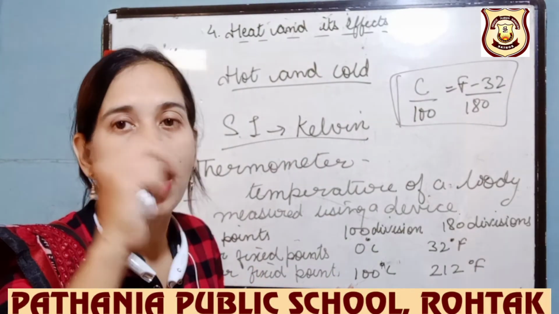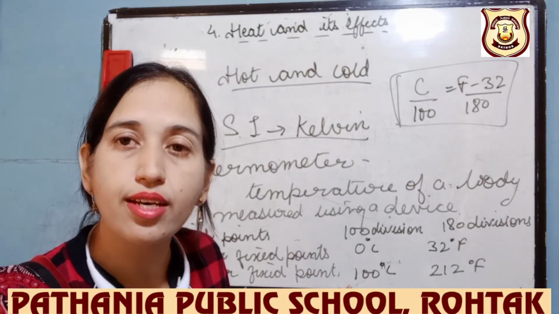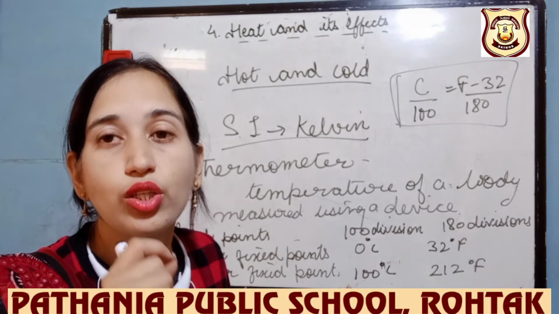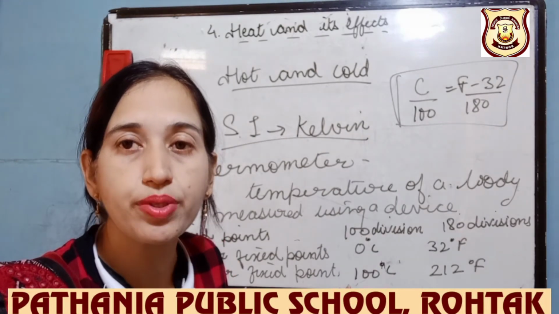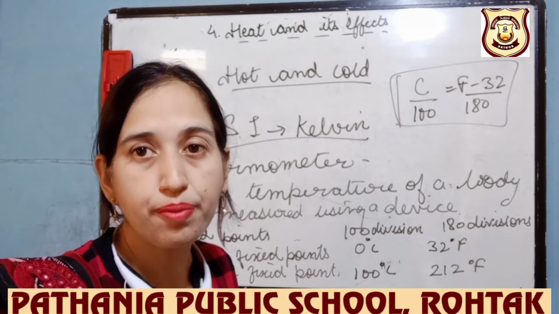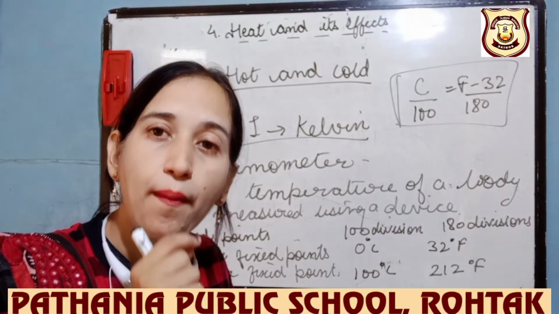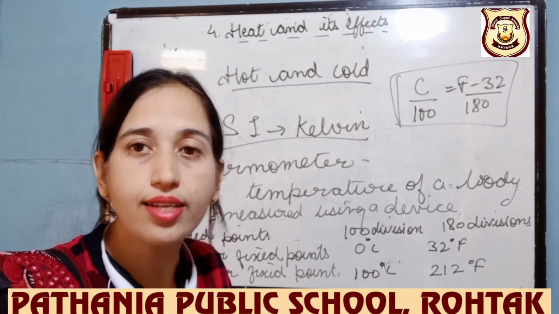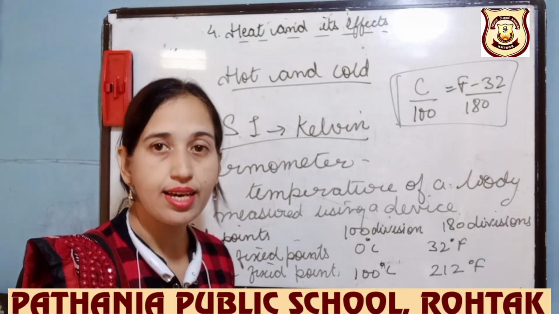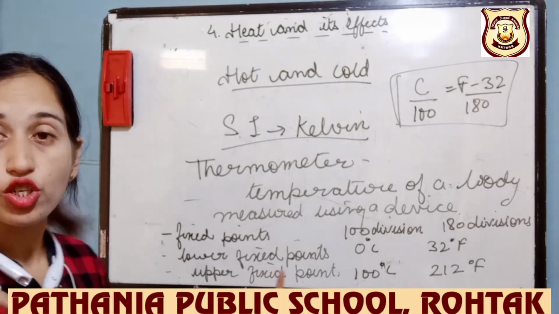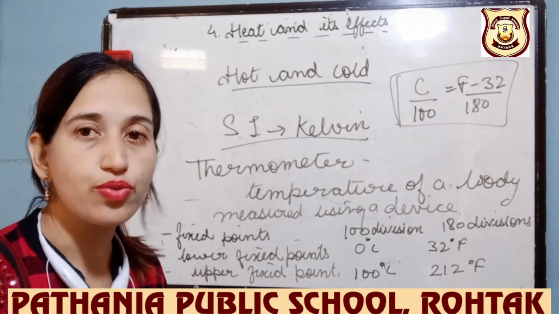So 0 degree Celsius is the lower fixed point, and the upper fixed point is 100 degree Celsius. Means as 100 degree Celsius comes, the water starts boiling, right? The vaporization, vapors start forming. Below it, the vapors start condensing, right? So 100 degrees Celsius is the upper fixed point in Celsius we are talking about.